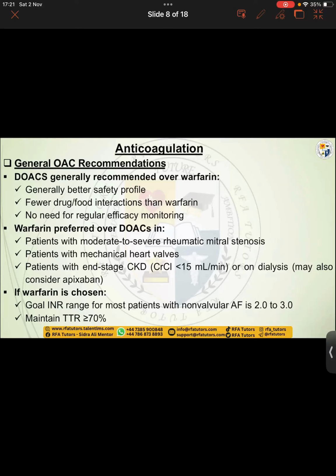With regards to DOACs, these are the medications now. In the past, we always used warfarin for anticoagulation, but now we have DOACs, also known as novel oral anticoagulants. The benefit is that they are easy to use. They just act on factor 10, you don't need to monitor INR, which we needed with warfarin, and they carry less risk of bleeding.